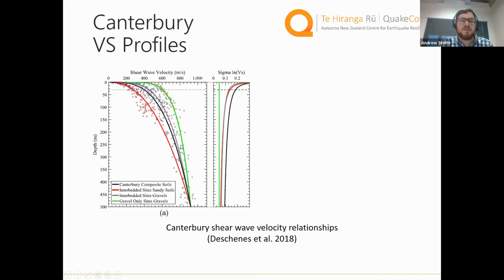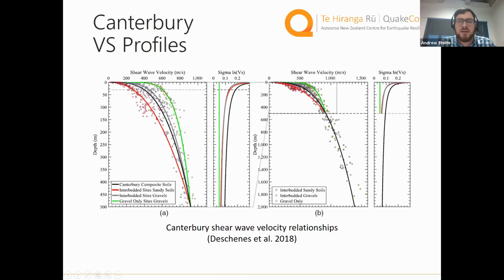And then finally, he looked at the gravel sites. As we move further into the Canterbury Plains, the soils are dominated by these gravels, and the gravels alone are indicated by the green. What I'd like to highlight is, yes, the soft soils are less stiff than the gravels. But as I mentioned, with increasing depth, we start to lose our ability to actually differentiate between these materials. And so he then generated a composite Canterbury curve for very great depth.